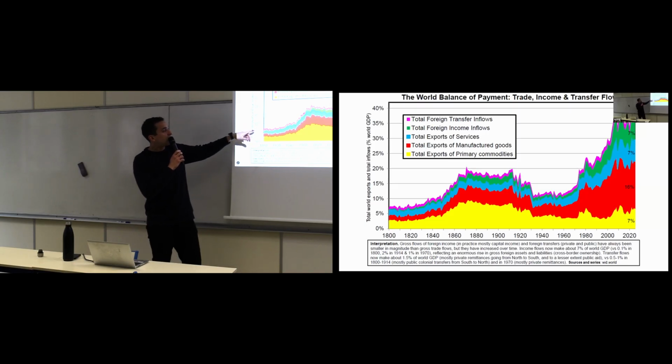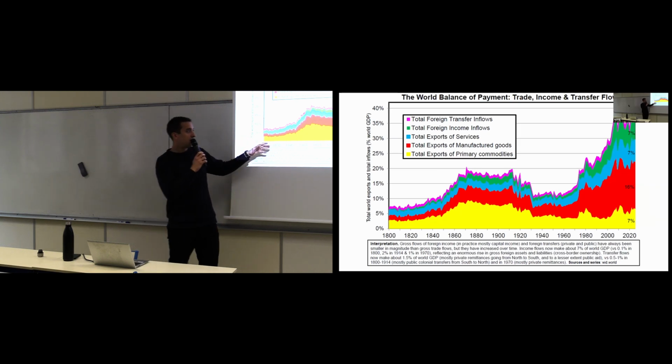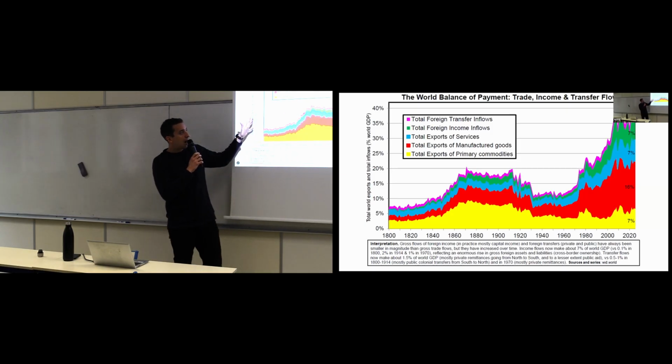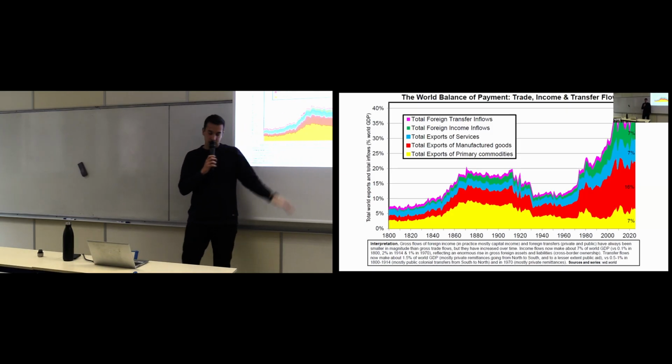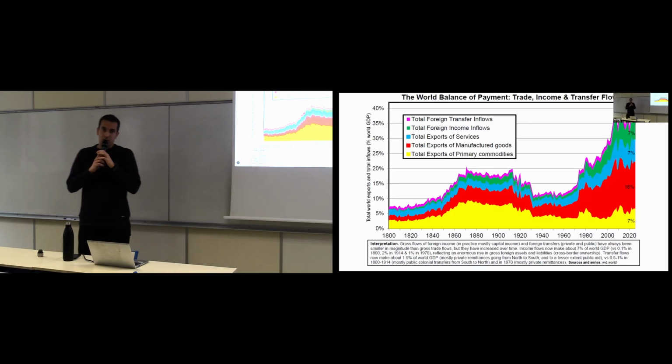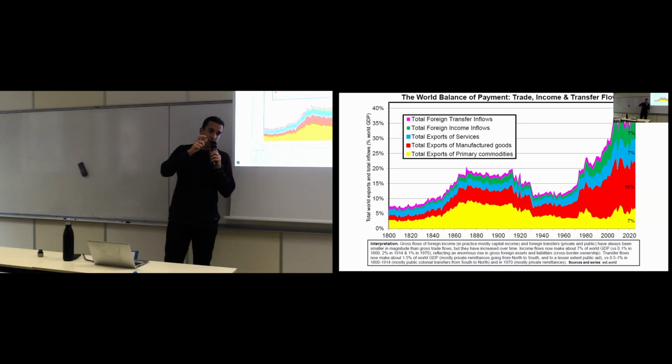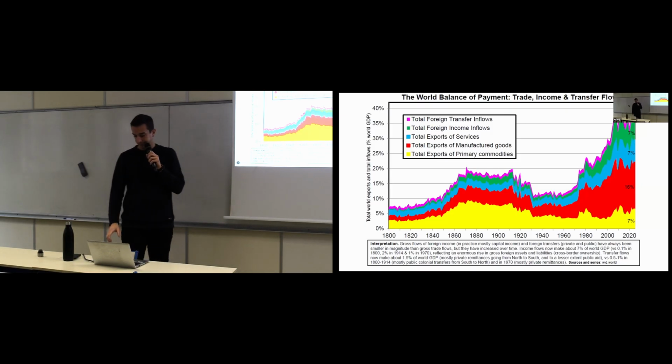And transfers have remained more or less constant throughout the period at 1.5% of the world GDP. What is important is that until the First War, the bulk of transfers are colonial transfers, and then afterwards it's mostly public aid and remittances. So it really changed from being south to north transfers to being north to south nowadays.